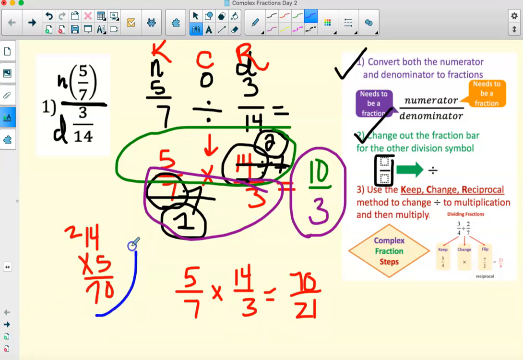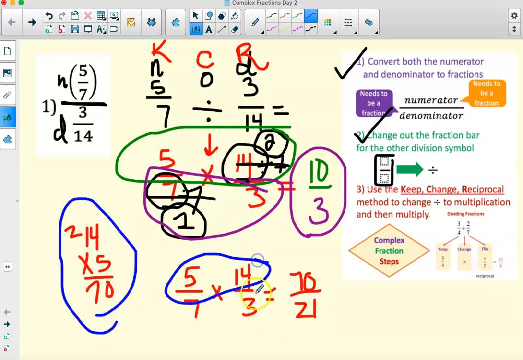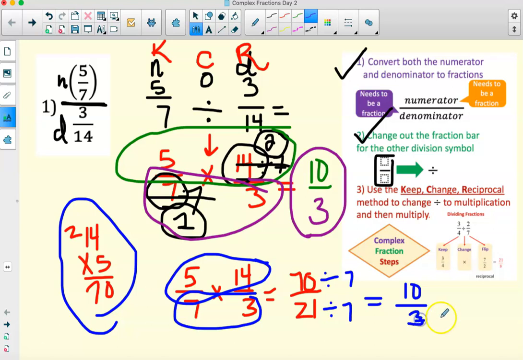Paused it so that you didn't have to see me do all this work. I wrote this again. In case you prefer just multiplying across, I also completed the problem this way. The only thing that I haven't done is reduce. So you can multiply and then reduce if you prefer. Really, how you want to do it, that is up to you. Either method, we get 10/3 for our answer.